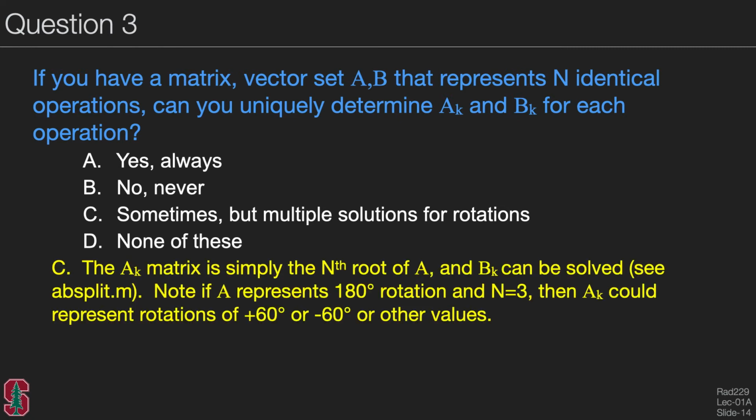So the correct answer here is C. The A sub k matrix is simply the nth root of the overall A matrix, and then the B sub k can be solved. A challenge, though, is if A represents, for example, a 180-degree rotation, and you have 3 cycles here, then the individual A matrices that lead to this could represent rotations of plus 60 degrees or minus 60 degrees or other values. So there's an ambiguity with the rotations, but it's interesting to think about whether you can break these down.